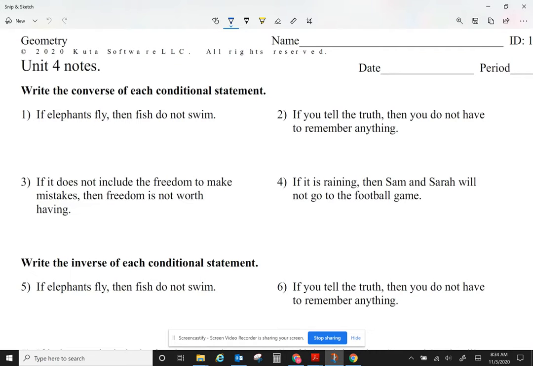All right. Last week we started talking about conditional statements. They have the if and the then statements. The if part we call the hypothesis. The then part we call the conclusion. So let me take a look.